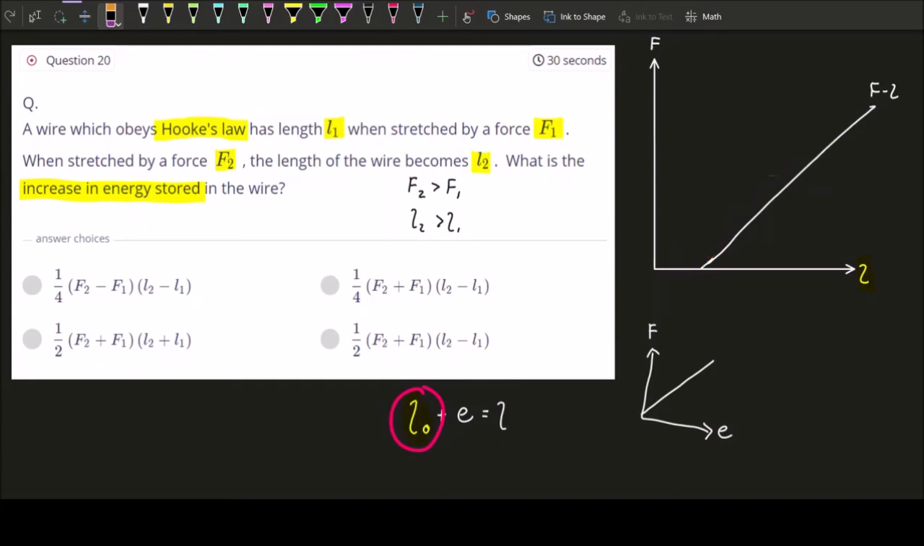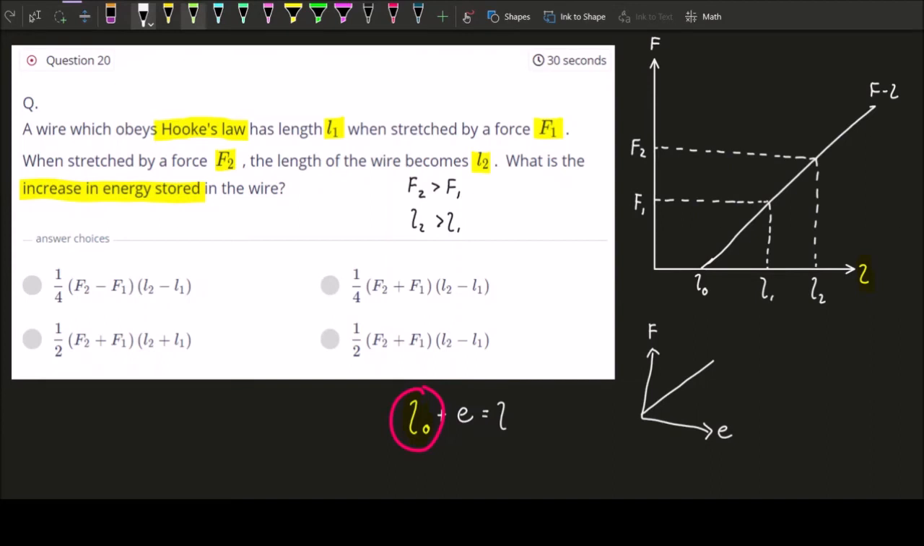So now this is our F-L graph, and we know that when force is equal to 0, that's our original length. Then at a certain force F1, you have your new length L1. Then at another force, F2, you have another length which is L2. So this is the situation right now.